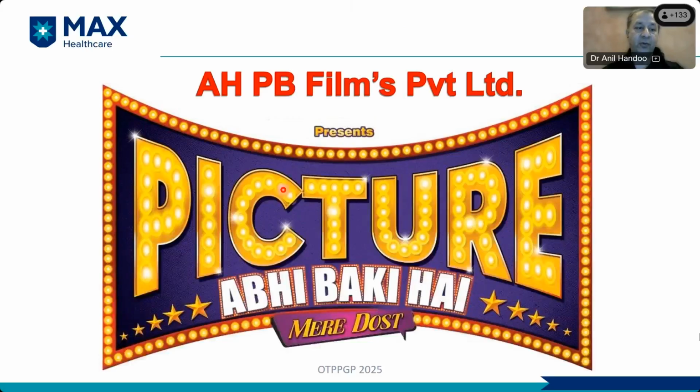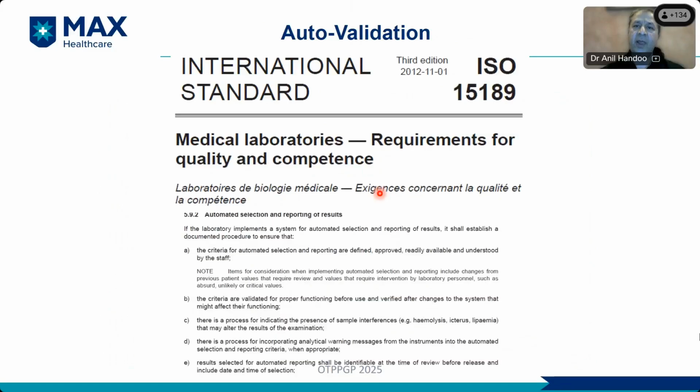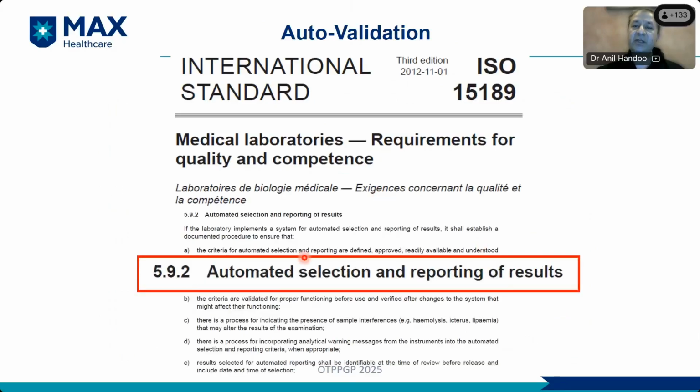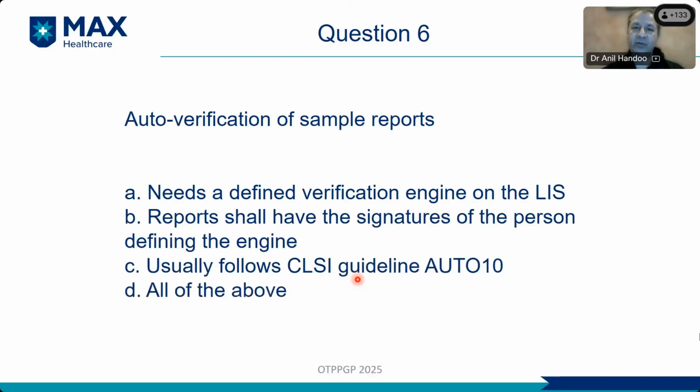I'm sure most of you would have thought we are sorted and done, but remember, we still have what I call "abhi picture baki hai mere dost." This is one thing which we need to remember. In the ISO 15189, in the latest version, right from 2012 onwards, and in the 2022 version also, they came up with a very interesting thing called automated selection and reporting of results.